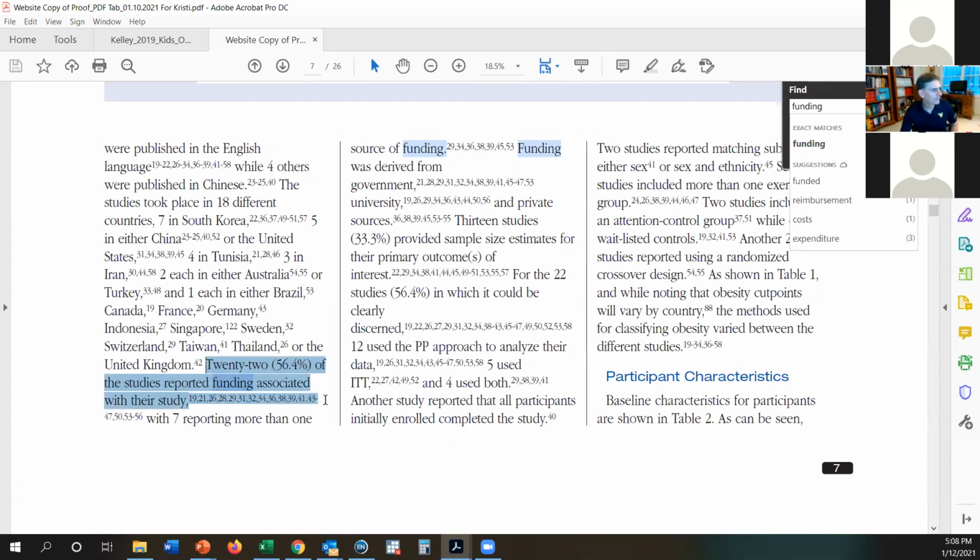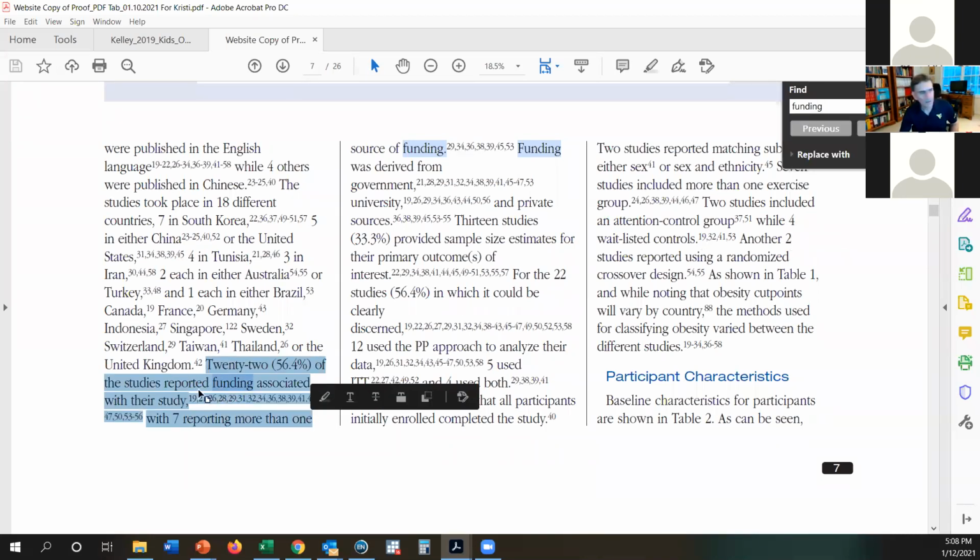Yeah. So this is when we were talking about funding, everyone can see this, I think. You can see what I put up here. Okay, yes. So this is from an article that we just got accepted last week. This is a page proof, but you can see what I wrote there. I reported in my results. This is an actual meta-analysis that we produced. So it's not a protocol, but I just wanted to, Judith, you were asking about funding, and I'm sure other people were asking. So you can see there, 22 of the studies reported funding associated with their study. I referenced them with 7 reporting more than one source of funding. Funding was derived from government, university, and private sources.